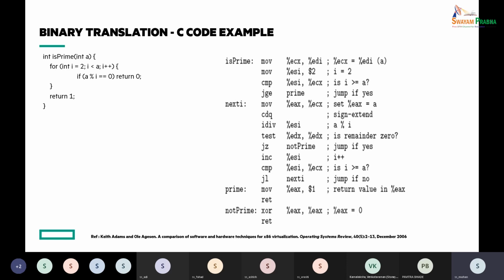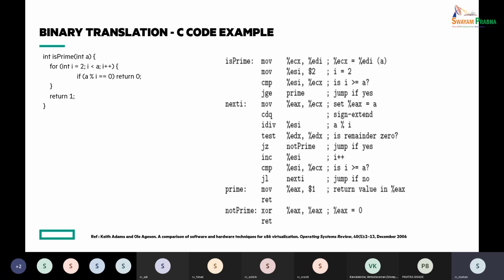Here, I think this is another very nice paper by Keith Adams and Ole Agesen. I think both of them are from VMware, and this is one of the excellent papers I've seen on binary translation, which they wrote in 2006 in Operating Systems Review. They took an example of a small function, isPrime, and showed how binary translation would work. On the right-hand side, you see the x86 code which would be generated for isPrime.